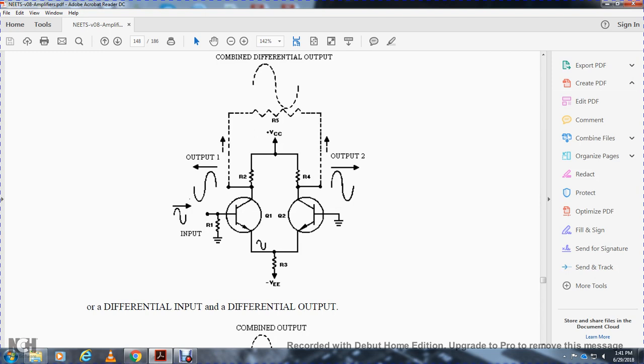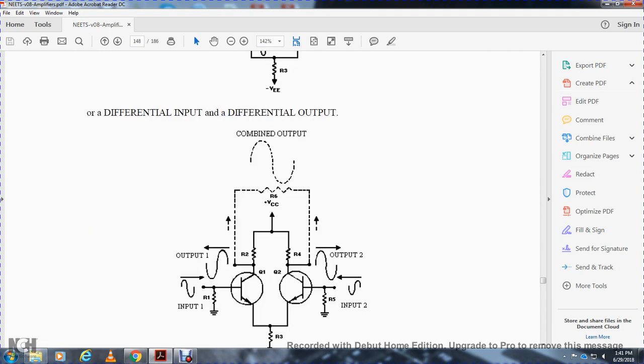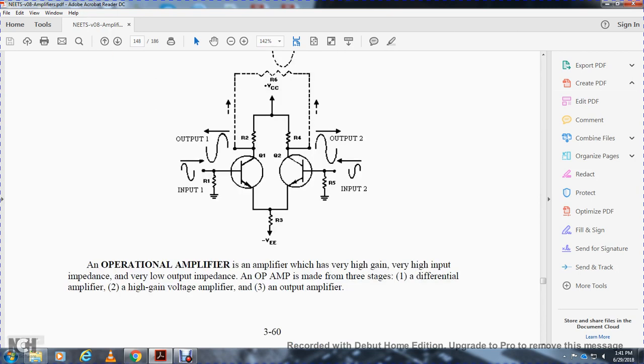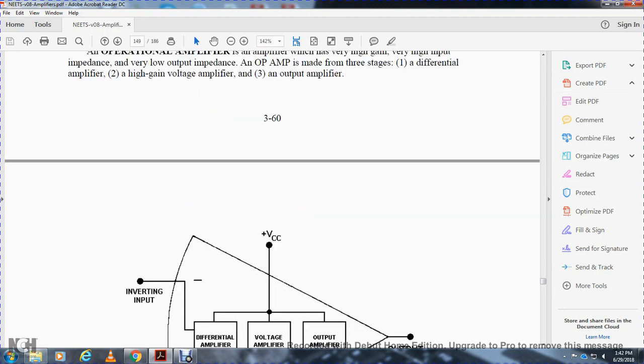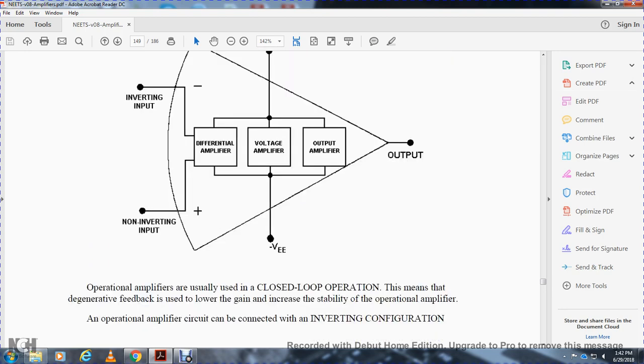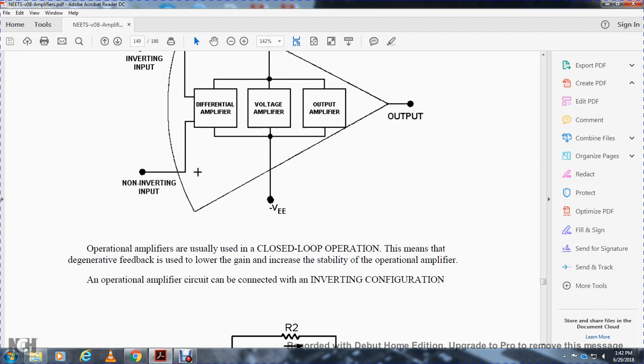With a phase split, differential input, differential output, two transistors. Operational amplifiers have very high gain, very high input impedance, and very low output impedance. Operational amplifiers are made of a three-stage differential amplifier, a high gain voltage amplifier, and an output amplifier. It shows the inverting input with negative, the non-inverting input positive, differential amplifier, voltage amplifier, and output. That's your operational amplifier. Operational amplifiers are used for closed loop operation. This means the negative feedback lowers gain and increases the stability of the operational amplifier.